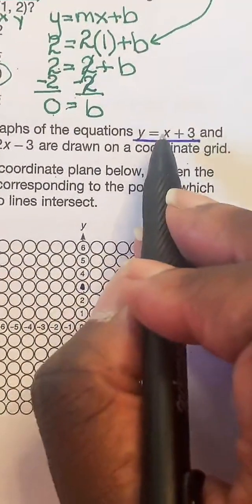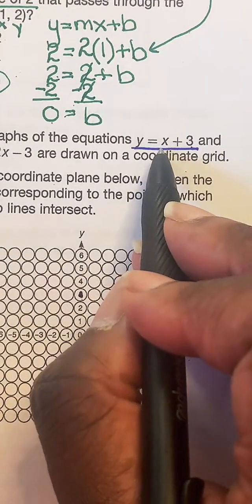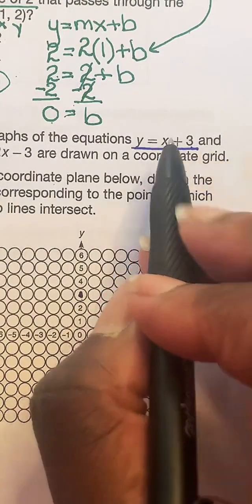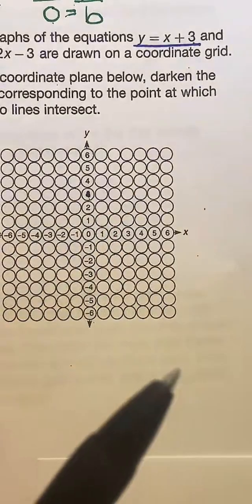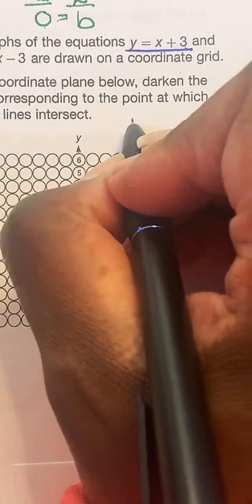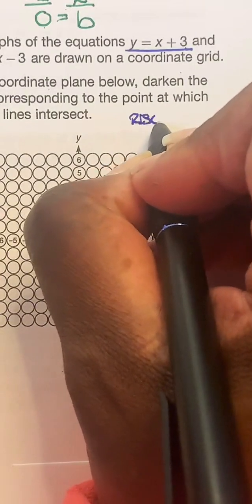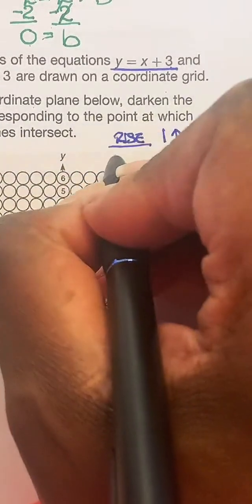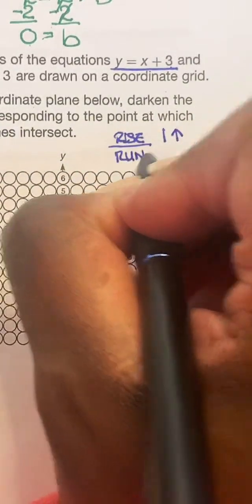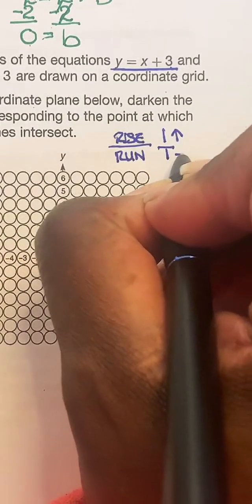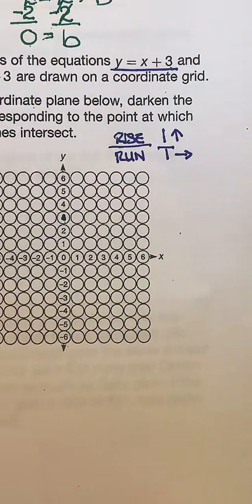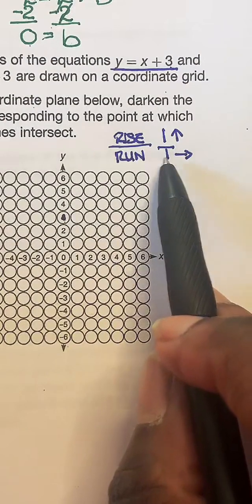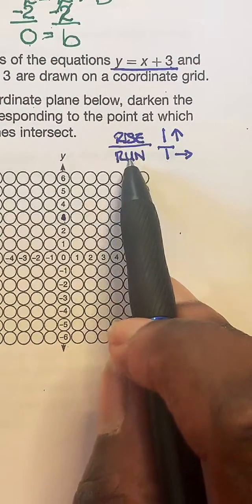So now from here, I'm going to look at my slope. My slope is the rise over run. If you don't see a number in front of your x, it's assumed to be a 1. So that means your rise is going to go up 1, and your run is also going to be 1, but going to the right. So if you ever have a whole number as your slope, put it over 1, because slope is always a fraction.